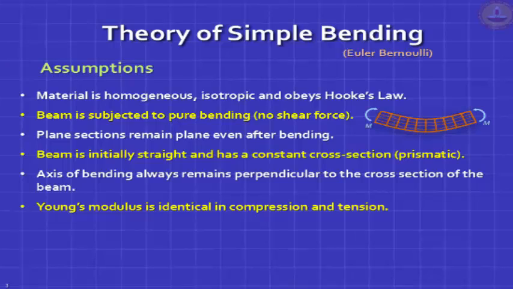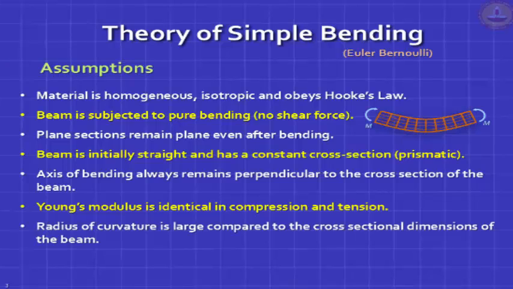The Young's modulus, which is the elastic modulus, is assumed to be identical in compression and tension. This is true in materials like steel, but not necessarily true in other materials. But this is a simple theory and it's good enough for many practical cases. So we make this assumption even in the case of concrete.